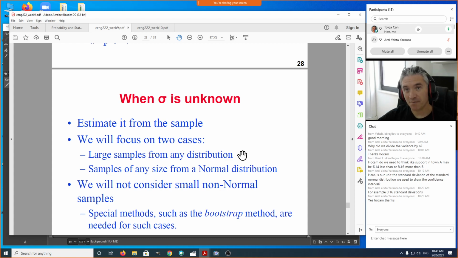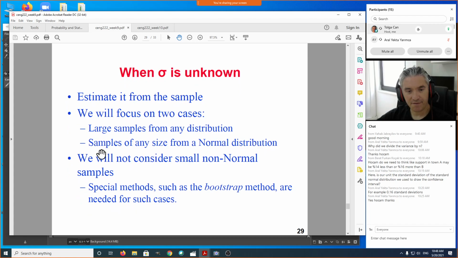When we have a large sample from any distribution, when we are estimating x bar, or the difference between means, they are still asymptotically normal because of the central limit theorem. When we have large samples, the sample standard deviation becomes a good estimate of sigma, and we can still use the same techniques we had earlier.